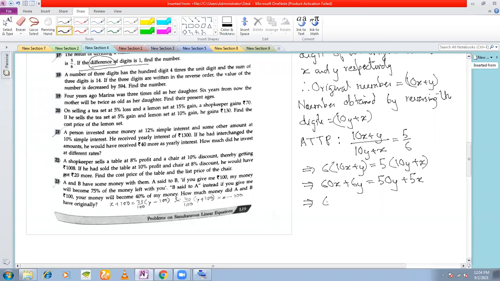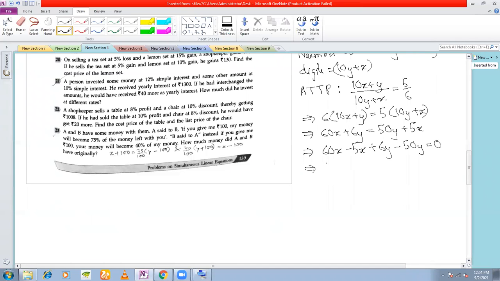Now you take x and y on one side, so you get 60x minus 5x plus 6y minus 50y is equal to 0. That is 55x minus 44y, since 6y minus 50y is minus 44y. So you can take 11 common and get 5x minus 4y is equal to 0. This is our first equation.